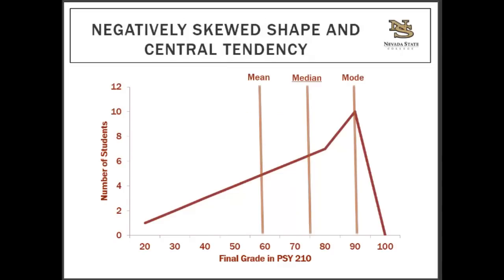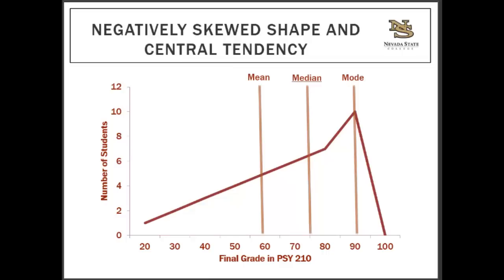Here's a negatively skewed distribution. Now it's important to point out that we don't consider the shape of the distribution unless we have interval or ratio data. Because if we have nominal data, the shape is meaningless and we know we use the mode. If we have ordinal data, we know that we use the median regardless of the shape of the distribution. So again, you only consider the shape of the distribution when you have an interval or ratio scale.